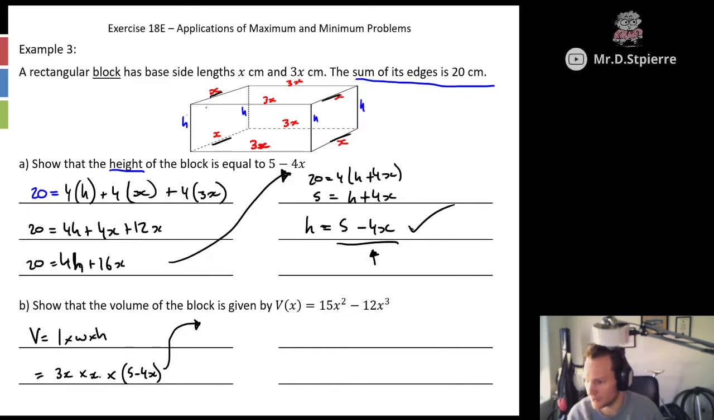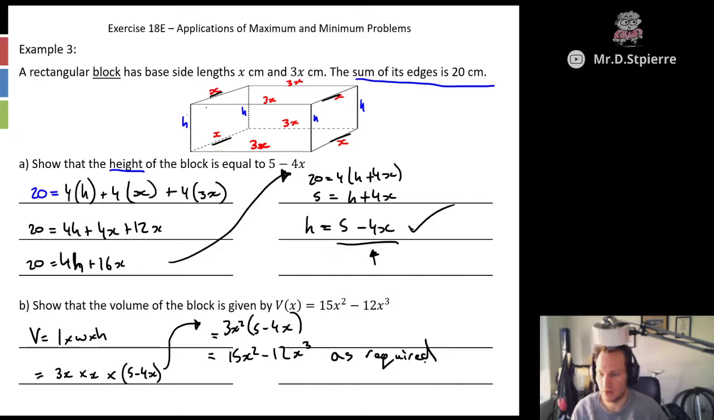Right, so I was just simplifying this. So we get 3x times x, so we get 3x squared by 5 minus 4x is equal to 15x squared minus 12x cubed as required. So that was just simply knowing the volume of a box is length times width times height.